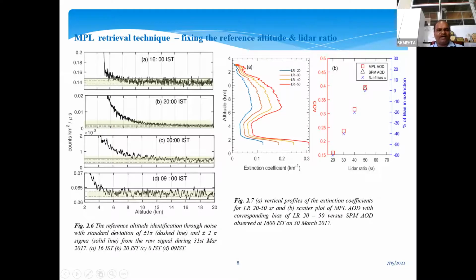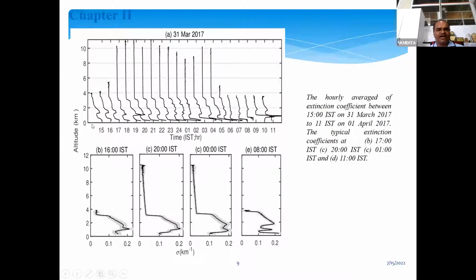So this is the profile we have obtained, the extinction coefficient. It is shown here from 15 IST during daytime, and then during night time you can see that up to 10 to 12 kilometers we can get this extinction coefficient, and then in the morning it again decreases. So like that we have the extinction coefficient derived.